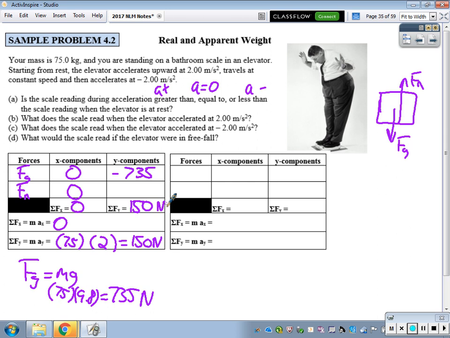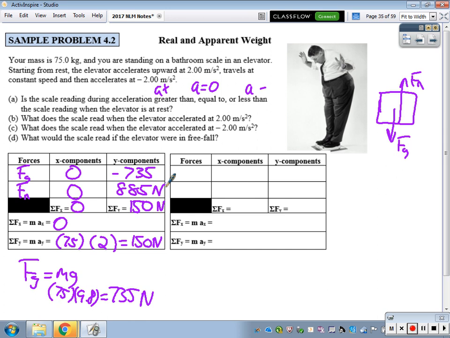So the question would be, what would the normal force have to be in order to add up to positive 150? We effectively would add the 150 to the positive 735. And Nick, you said it was? 885 newtons. Okay, so that's what the scale reads. The scale reads the normal force.